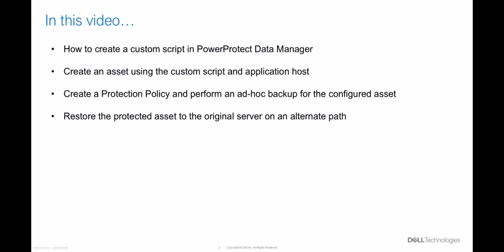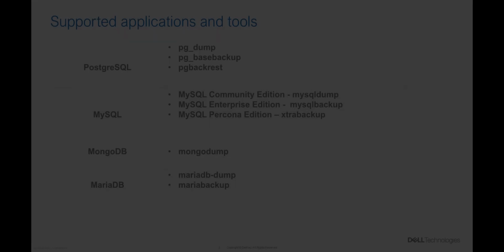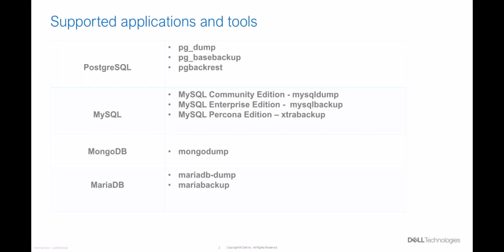In this demo, we will walk through the process of creating a custom script, registering assets for supported applications, configuring a protection policy, performing an ad hoc backup, and restoring the protected data to the original server using an alternate path. With custom scripts, the generic application agent can now protect an even broader range of modern workloads, including PostgreSQL, MySQL, MongoDB, MariaDB, and PaaS-based services.